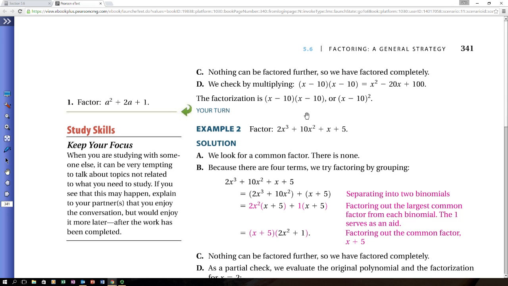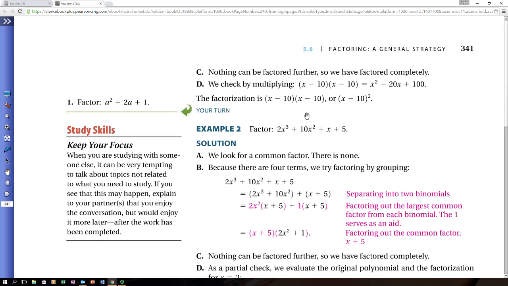Okay, example 2 is factor 2x cubed plus 10x squared plus x plus 5. Again, I'm going to go through all of these first, right? I'm going to always look for common factors first, and in this case, there's nothing again. B then is, if you have a binomial, look for difference of squares, sum of cubes, or difference of cubes. Well, I don't have 2 terms. If you have 3 terms, first thing is to look for a perfect square trinomial. And if that's not there, then use anti-FOIL, like I call it, or the FOIL method they call it, or grouping.